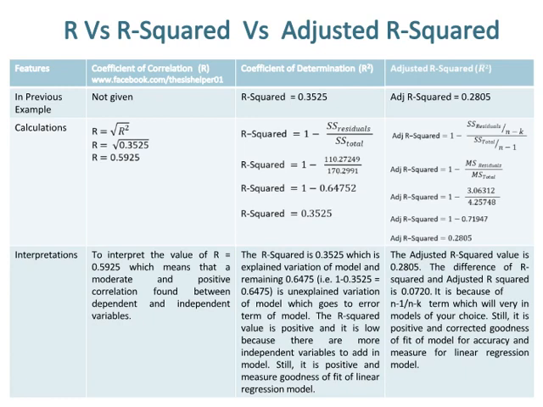The adjusted R squared value is 0.2805. The difference of R squared and adjusted R squared is 0.0720. It is because of the n-1 divided by n-k term, which will vary in models of your choice. Still, it is positive and a corrected goodness of fit of the model for accuracy and a measure for linear regression model.